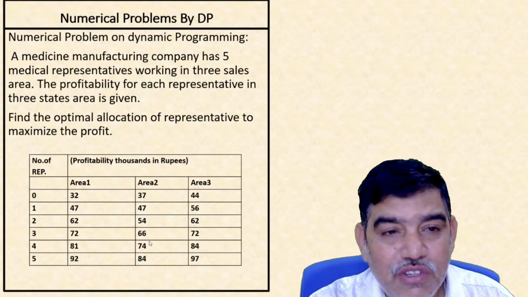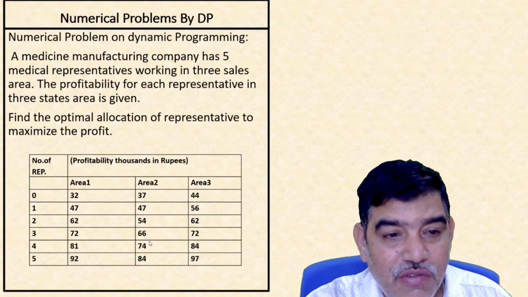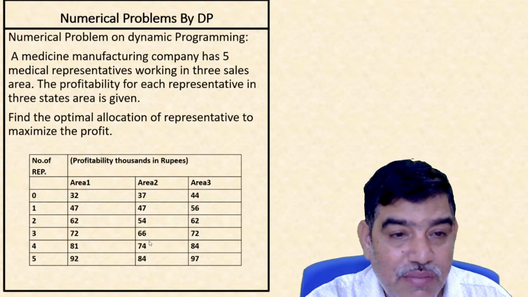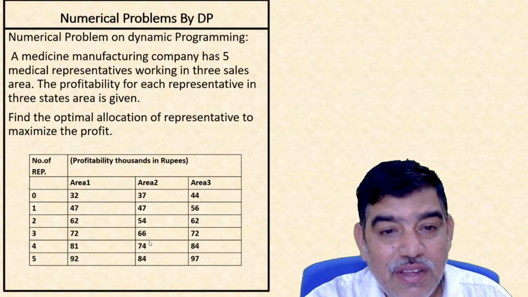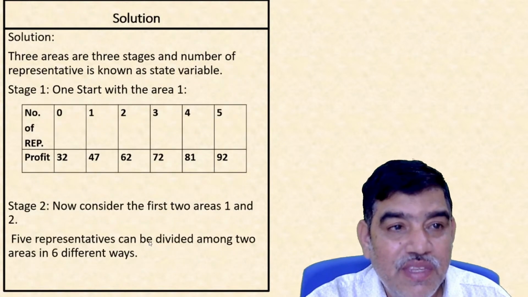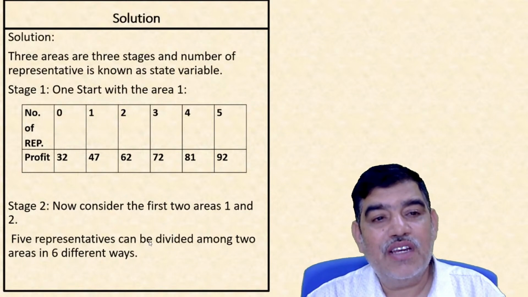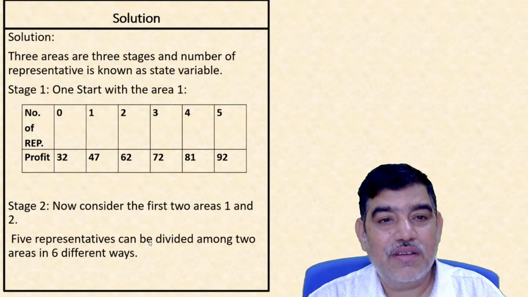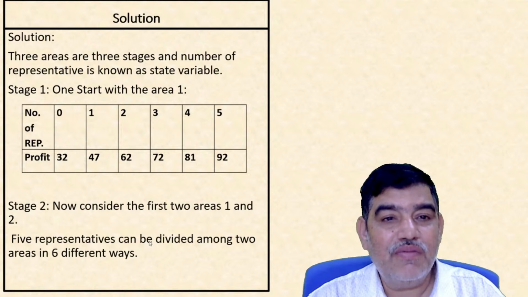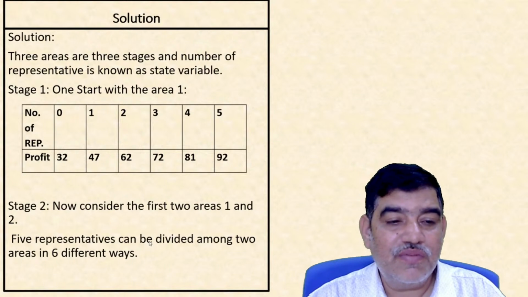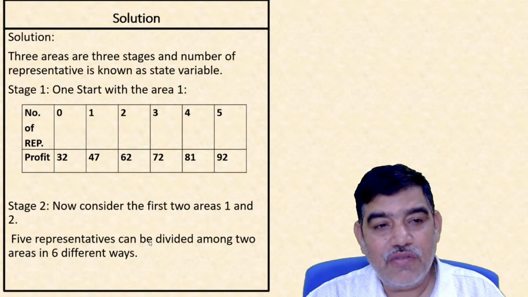If you go through this question, then what is the solution? We have to find the stages and the state variables, and then we can solve the problem. The solution is like this. The 3 areas are represented as 3 stages, and the number of representatives is known as the state variable. So that is a bigger job.